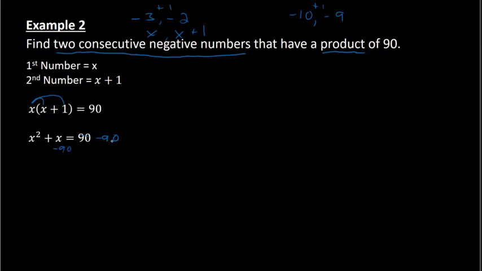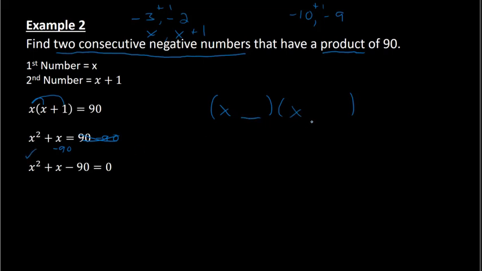On the right side, 90 minus 90 will cancel. On the left, I have x squared plus x minus 90. Now from here, I can factor this left side. To factor, we would have x times x to give me x squared.